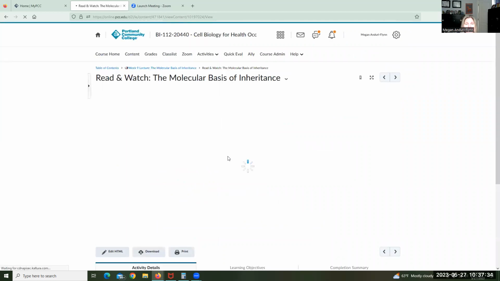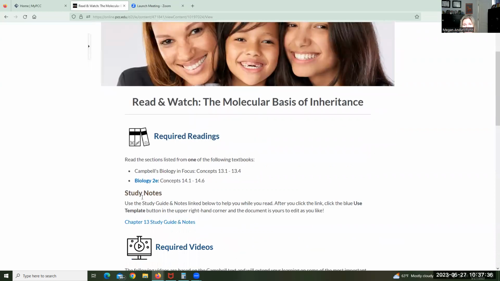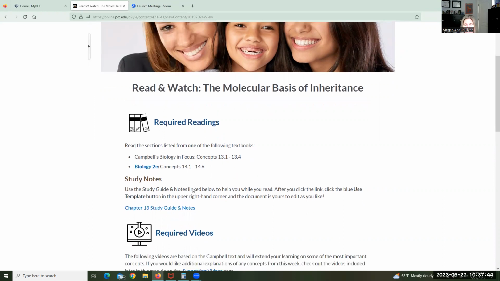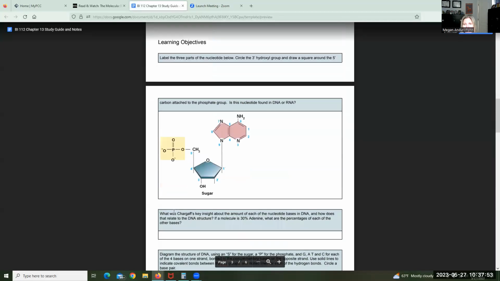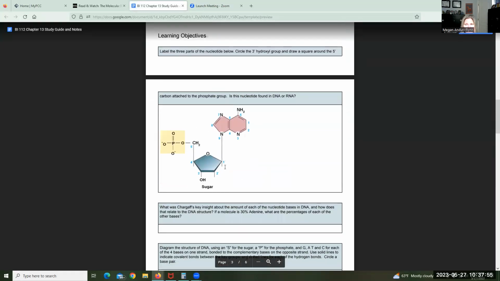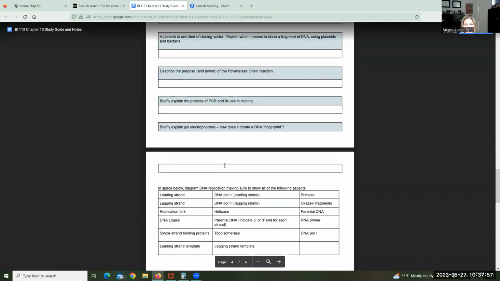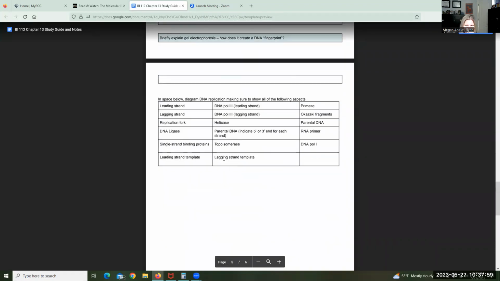We also have chapter 13 material. For Campbell book users, it's chapter 13. For OpenStax users, it's chapter 14. With our study guide, lots of terminology as normal. And then we also have some good visuals and some good questions.